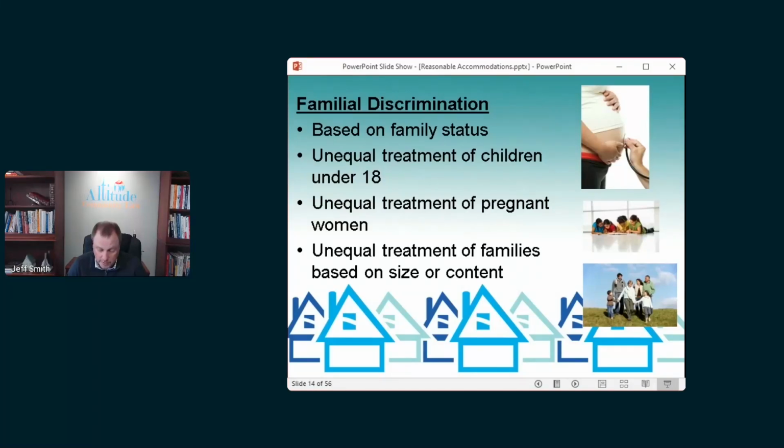Maybe you have rules about how many people can rent a unit. Do they have to be related? All of those end up violating familial discrimination. Only HOPA communities, those age restricted communities, can prohibit children. So unless you're set up as a HOPA community, and if you don't know what a HOPA community is, then you're not set up as one. Those are the only types of communities that can restrict based on age.